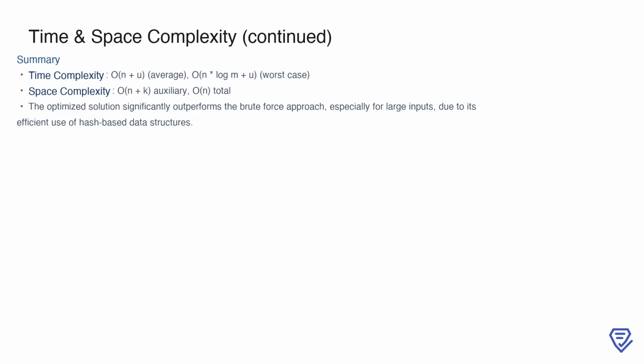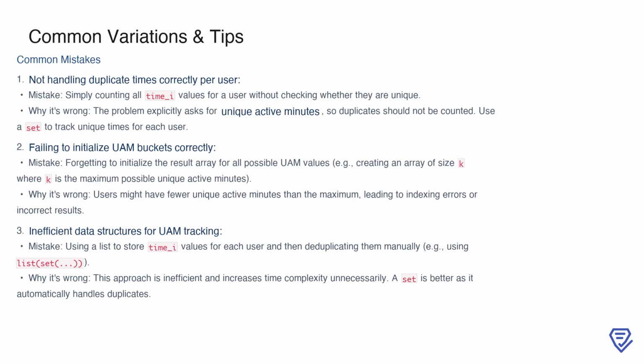This makes it a robust and scalable solution for the problem of finding users' active minutes. When solving this problem, there are a few common mistakes to watch out for. First, not handling duplicate times correctly for each user is a frequent issue. If you simply count every time_i value for a user without checking if they're unique, you'll end up with incorrect results. This is because the problem explicitly asks for unique active minutes, and duplicates shouldn't be included. To avoid this, use a set, which automatically ensures uniqueness.